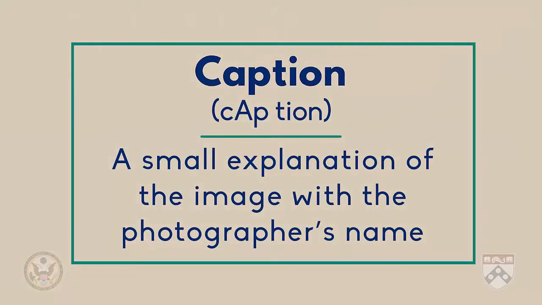Finally, many journalists include images, graphs, or maps that accompany the article. These generally have a caption below the image. The caption is a small explanation of the image and will include the photographer's name.